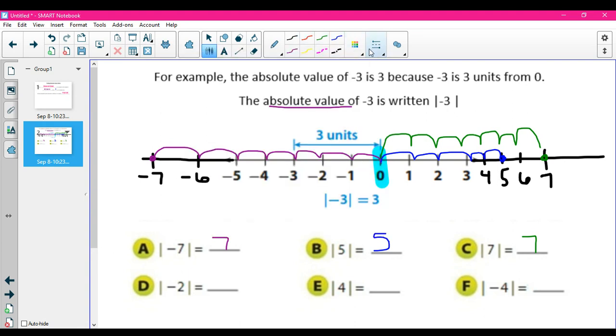Now, I'm going to do the absolute value of -2. I'm going to plot -2, and I'm going to count 1, 2. It took 2 jumps in the negative direction to get to -2, so the absolute value of -2 is 2.